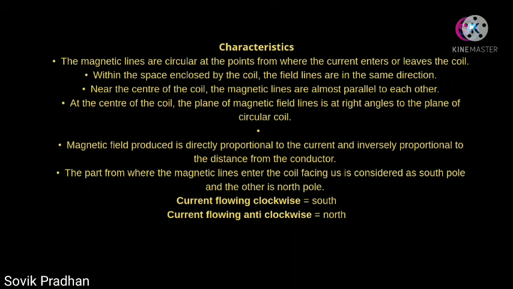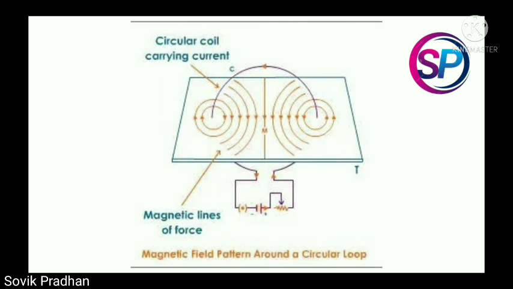The face of the coil where the magnetic lines enter, facing us, is considered the south pole and the other is the north pole. Current flowing clockwise is called south and current flowing anti-clockwise is called north. So you can see the diagram here.